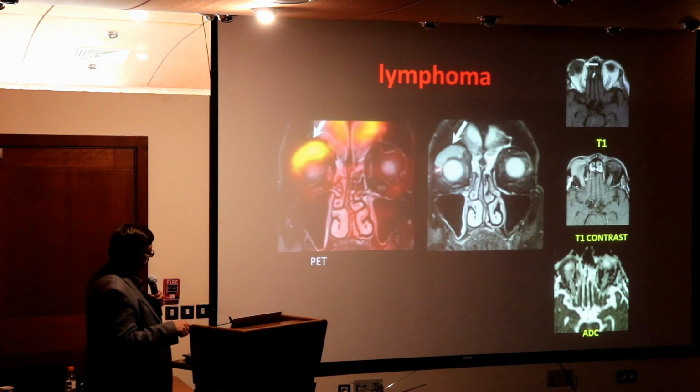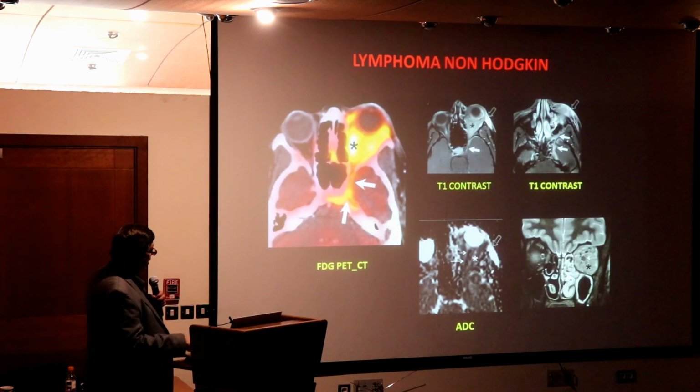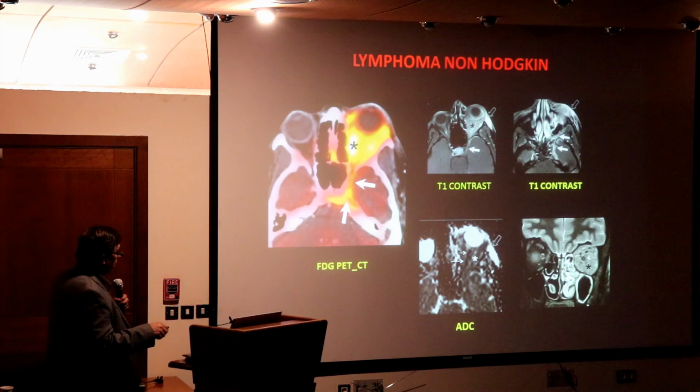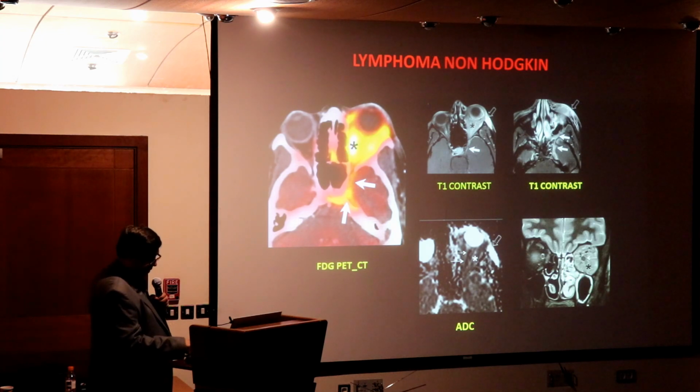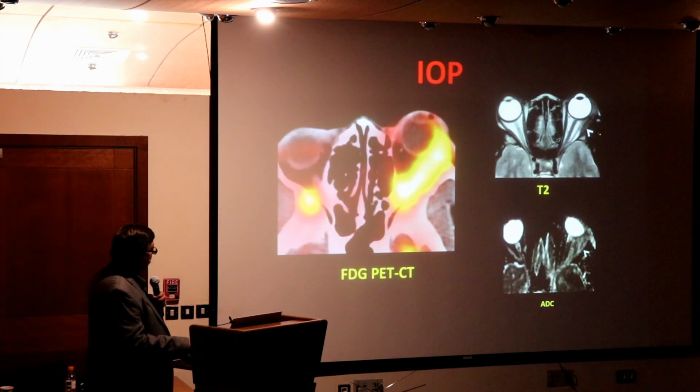Lymphoma, you can also see the uptake. Usually they involve this part. They love the lacrimal gland. Lymphoma non-Hodgkin, the intraorbital pseudotumor, it looks like a tumor.